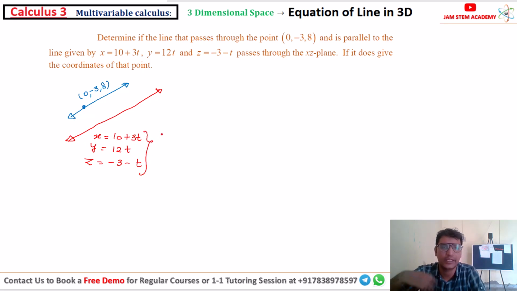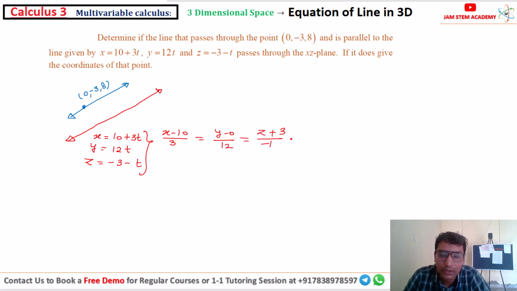Either you can convert it into the Cartesian or symmetric form. The denominator parts will give you the direction vector. So if I write it like this, x minus 10 over 3 equals y minus 0 over 12, I'm just finding the values of t and equating them, equals z plus 3 over minus 1. So from here, what can I say? My direction vector is going to be 3, 12, and minus 1.